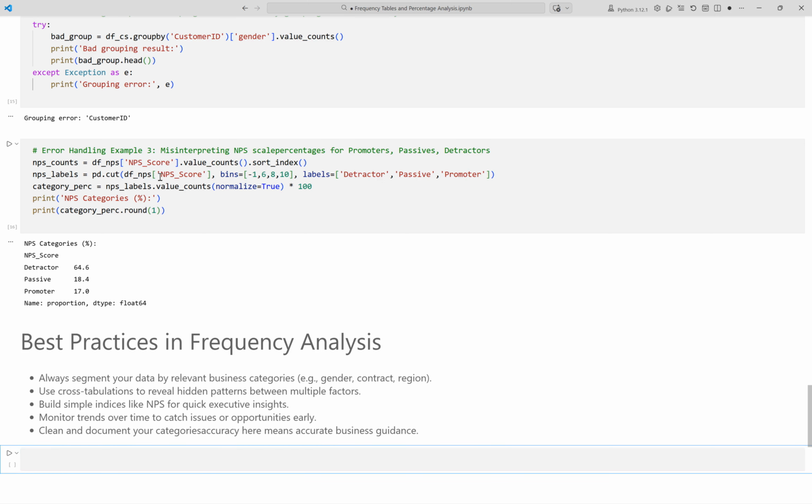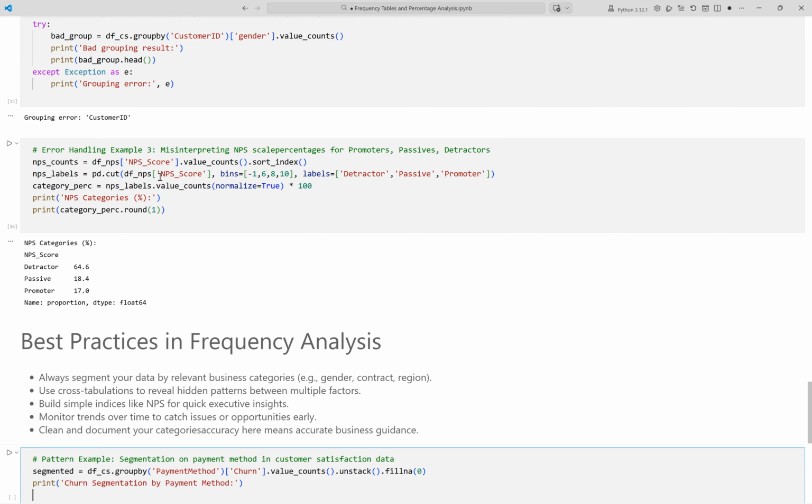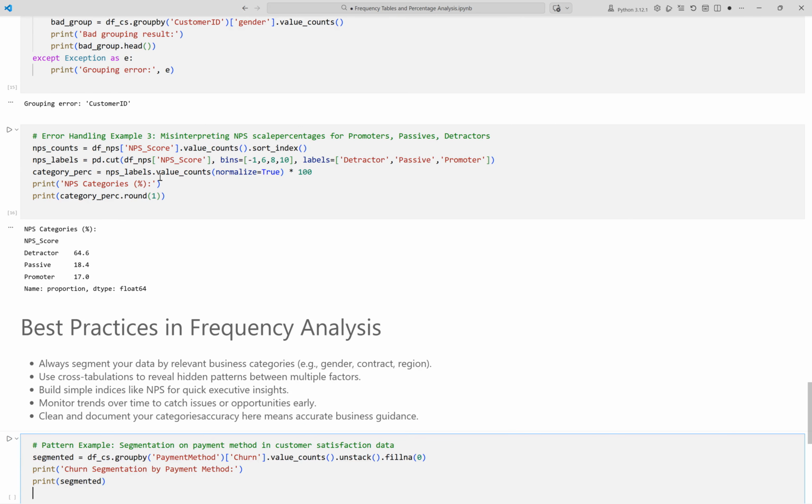Segmentation by payment method can highlight which channels drive or lose customers. We group customer data by payment method and count churn status within each group. We print this matrix to see where churn is highest. Rows represent payment types, columns show churned and stayed counts.